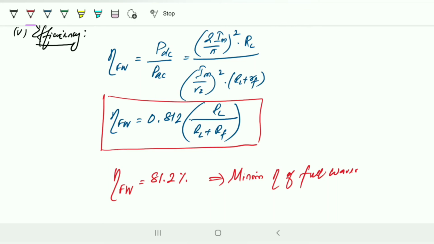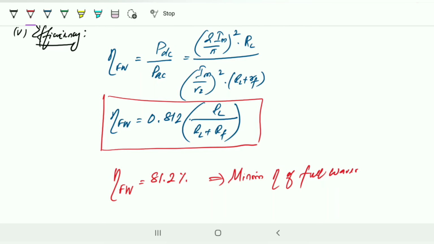So you can see how the efficiency increases with a full wave rectifier. The only difference is the output voltage value: it will be the same for the bridge rectifier, but for the center tapped, the output voltage will be half of the sinusoidal. This is a simple derivation of this. Okay, thank you.